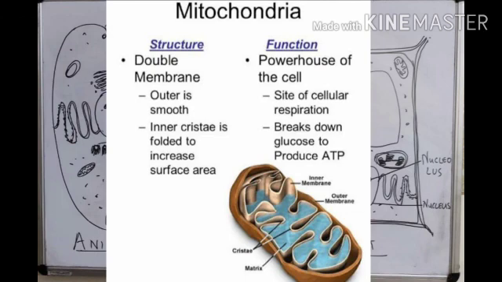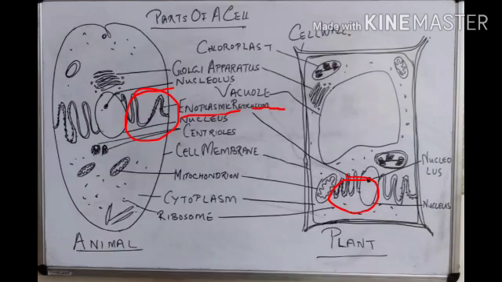Cellular respiration occurs inside mitochondria, releasing energy, which is a very important aspect of all living bodies. Second organelle is endoplasmic reticulum.